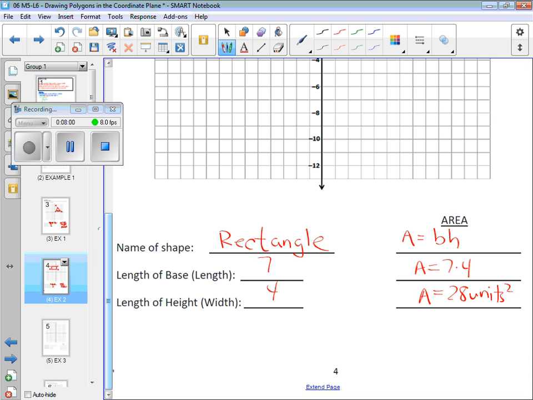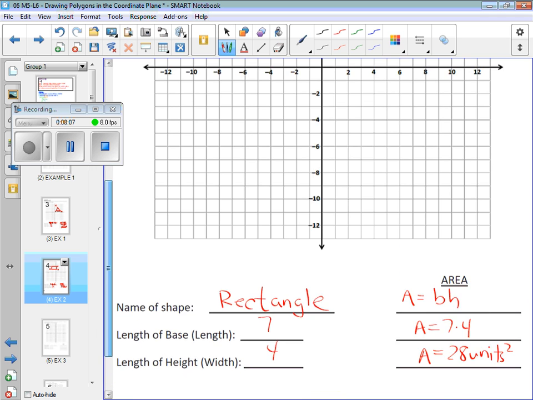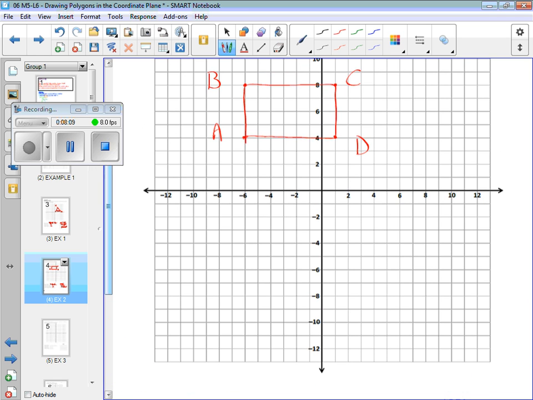By the way, you got 28 units, right? Did you get 28? Raise your hand if you got 28 units. If I were to count the boxes inside the shape, how many boxes should there be? 28. That's what area is. I mean, let's anchor back to that. Let's remember what area is all about. It's how many units make up the shape.